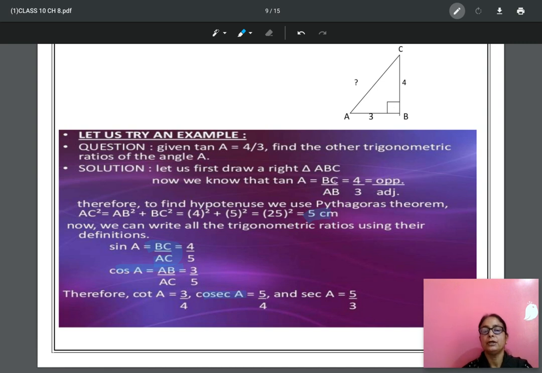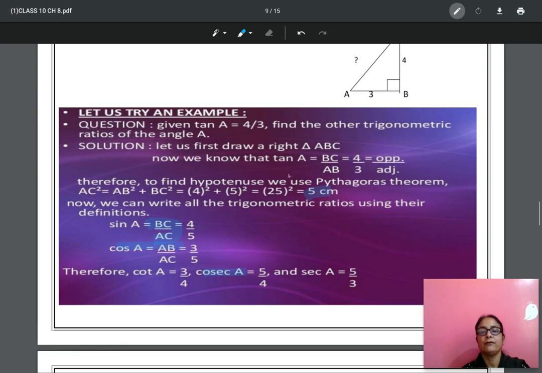Now as we know, tan A is opposite side upon adjacent side. We will apply the formula, and we see that the opposite side will be 4 and the adjacent side will be 3. Since it is a ratio, we can take 4k and 3k, where k will be cancelled because it is in the ratios. We can't say BC is equal to 4 or AB is equal to 3. If it is given in centimeter units, then we can take them directly.